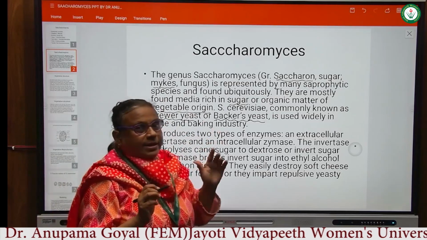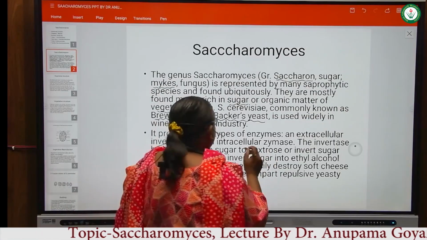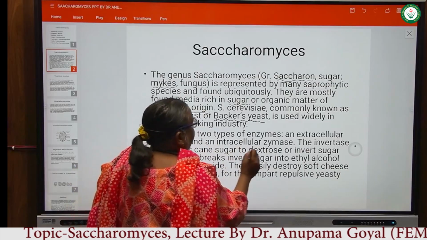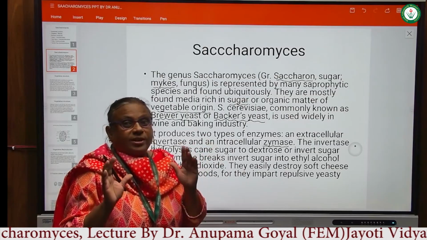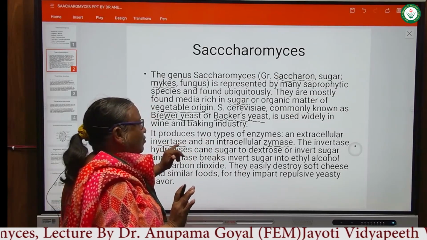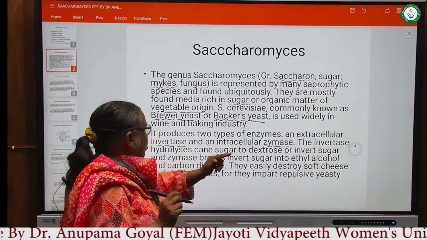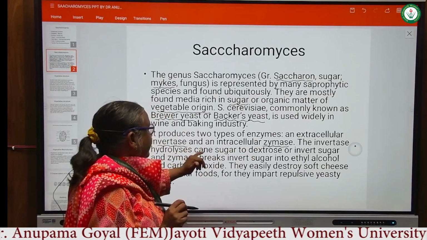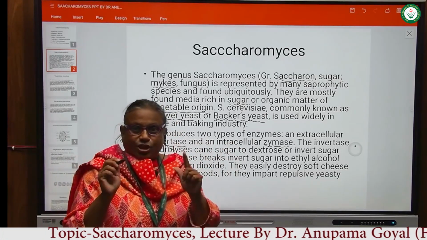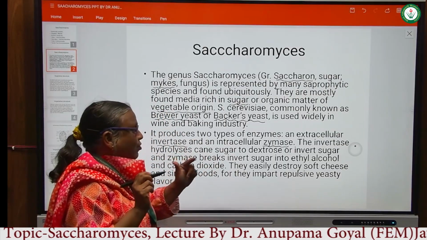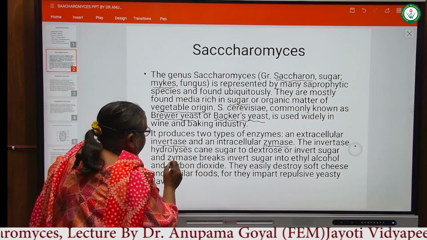Now this Saccharomyces produces two types of enzymes. The names of the enzymes are invertase and zymase. So it produces two types of enzymes, an extracellular enzyme invertase and an intracellular enzyme called zymase. The invertase hydrolyzes cane sugar into dextrose or invert sugar, and the zymase enzyme breaks down the invert sugar into ethyl alcohol and carbon dioxide. So this is the zymase enzyme.